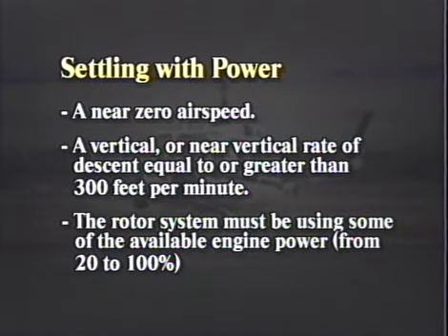A near zero airspeed, usually defined as less than 10 miles per hour, a vertical or near vertical rate of descent equal to or greater than 300 feet per minute, and the rotor system must be using some of the available engine power, from 20 to 100%. When you have this combination of conditions, the helicopter is, in a sense, descending in a cylinder of turbulent air.